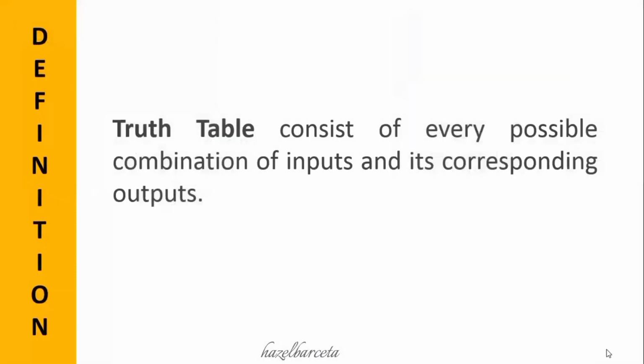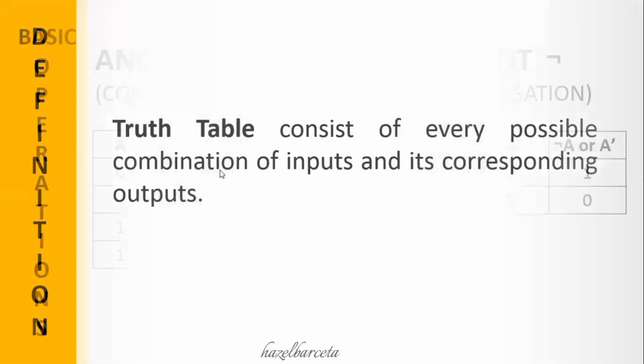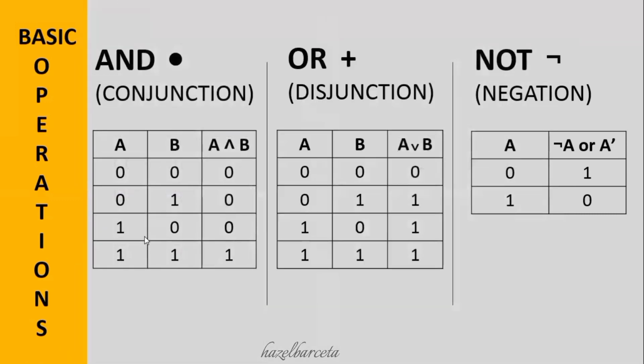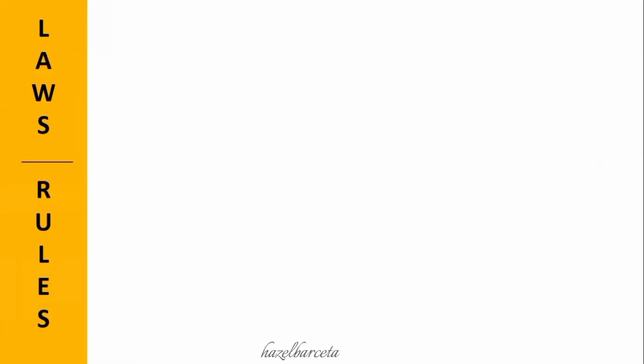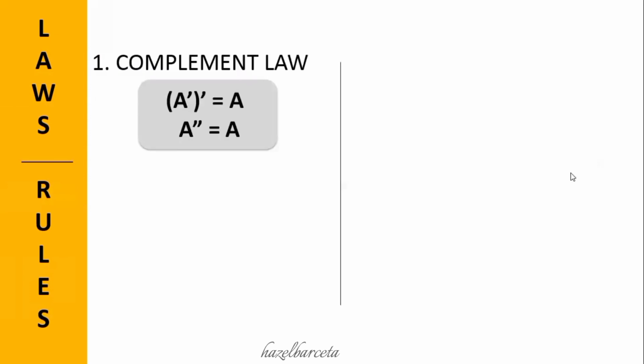Next, truth table. Ito pong truth table na ito ay ang definition: truth table consists of every possible combination of inputs and its corresponding outputs. Yes po, every possible combination of inputs. That is why we have the formula 2 raised to the n, where n is the number of variables. Okay? So, next, laws or rules na kailangan po nating sundin kay Boolean.